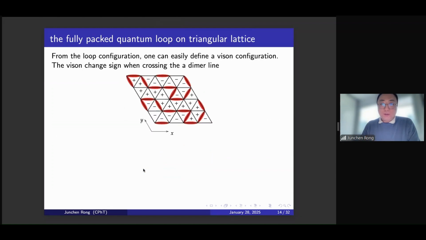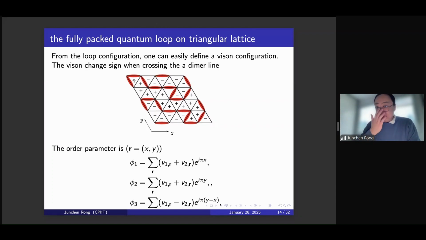When you have a loop, there's a way to map it to so-called Ising configurations. The thing is also very easy. You pick a plus sign here. Whenever you cross the loop, you put a minus sign there. There is a convention about whether you are putting plus or minus here. So this is a convention. It's a gauge.